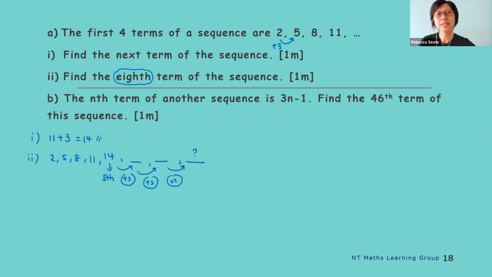3 times. Okay, so in order to find the answer where the question mark is, it will be 14 plus 3 plus 3 plus 3. That would be 23. So this will be the answer for the second question.